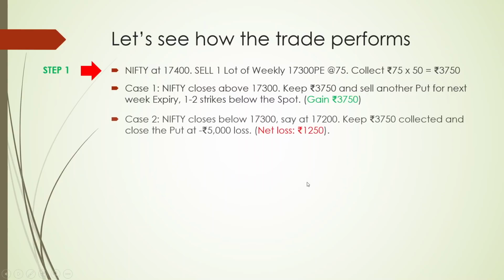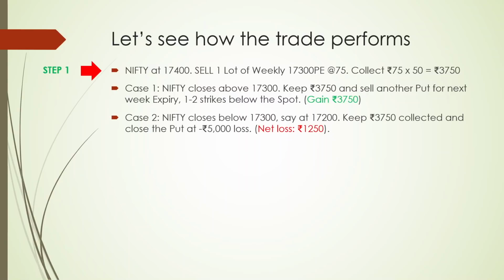Let's see case 2. If the Nifty closes below 17,300, say at 17,200, your put is now in the money. It is expiring in the money. So you have sold 17,300 and it is closing 100 points in the money. So what you can do, keep the 3,750 rupees premium you collected. That nobody is going to take away from you. Once you collect the premium, it is yours.